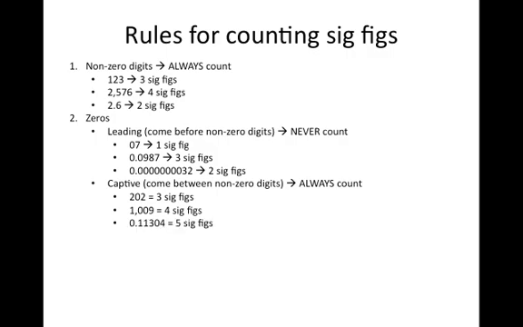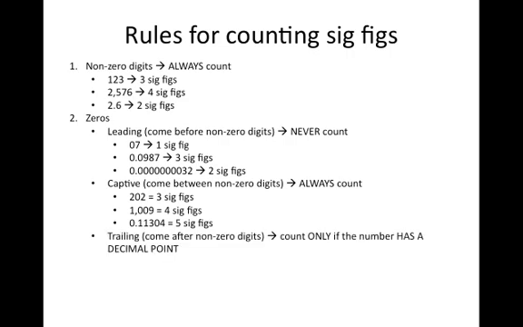This number has 2 different classes of zeros. All the way on the left, before the decimal point, is a leading 0, so it does not count towards the number of sig figs. However, the 0 between the 3 and the 4 is a captive 0, so it does count. Therefore, this number has 5 sig figs.